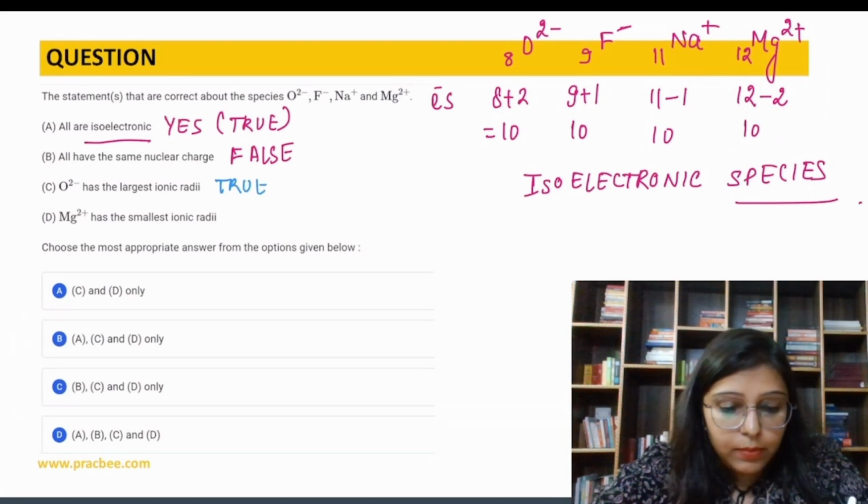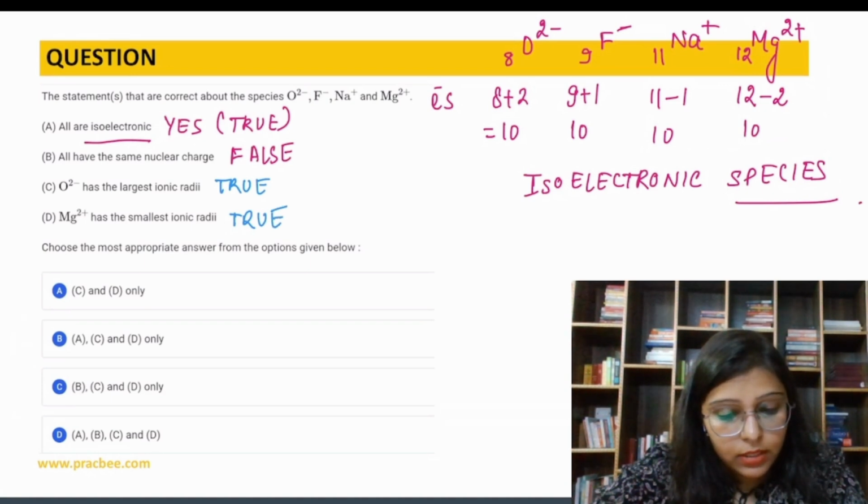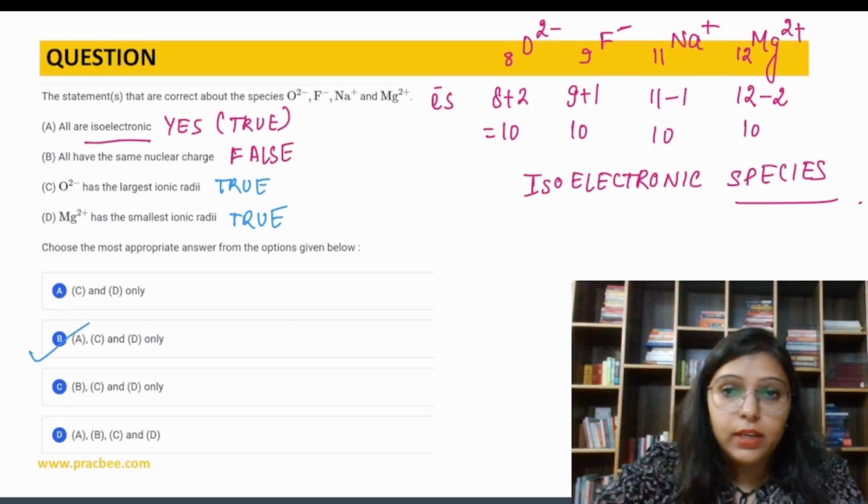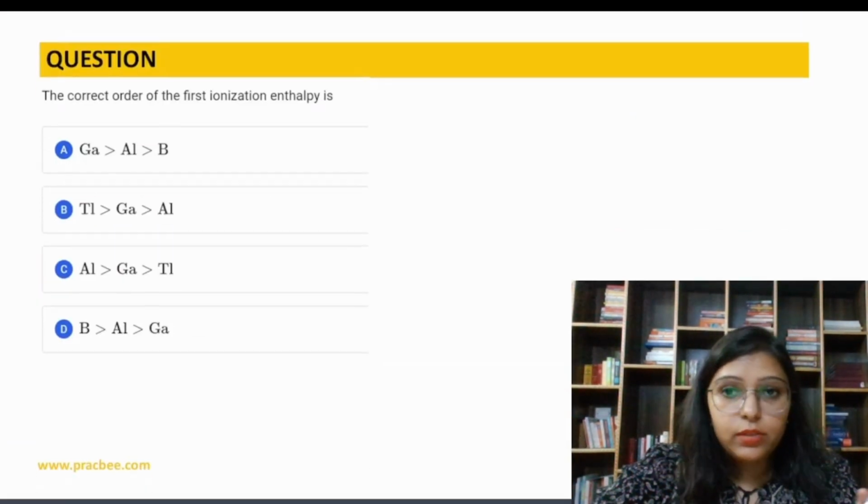This is true. Mg2 plus has the smallest ionic radii. That is also true. So out of all the options, A, C, and D are correct. So option number B is the incorrect one. Okay, option B is the answer. Now let's do the next question.